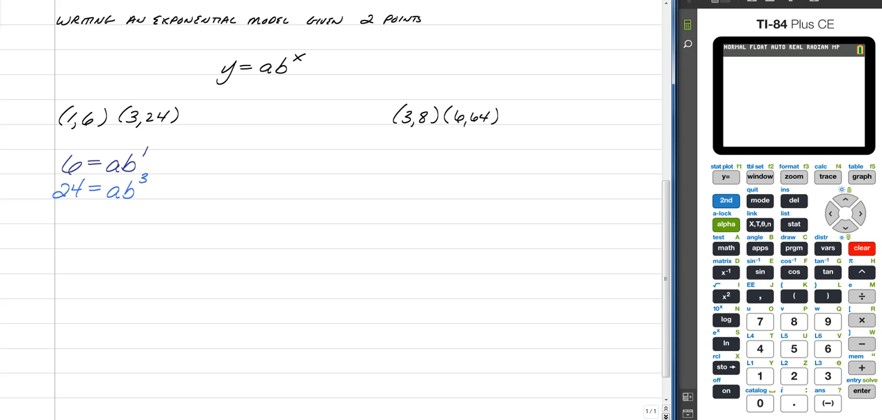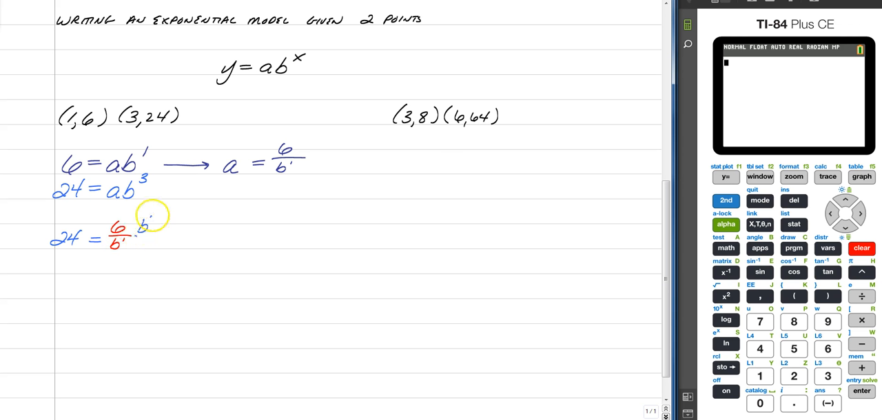Now, just like substitution of linear equations, you need to get a variable by itself. So what you want to do is get a by itself. We're just going to manipulate this, and to get a by itself, we would just divide both sides by b to the first power. So a is equal to 6 over b to the first power. And substitution rules, we're just going to substitute that into a of our other equation. So the 24 stays, that's equal to, and now we're going to use our a value, which is 6 over b to the first power, and then times b cubed.